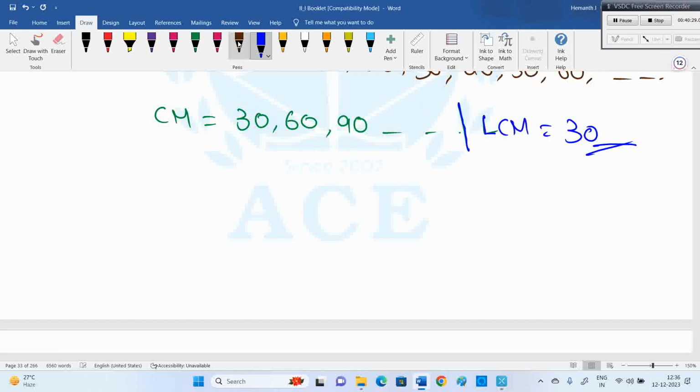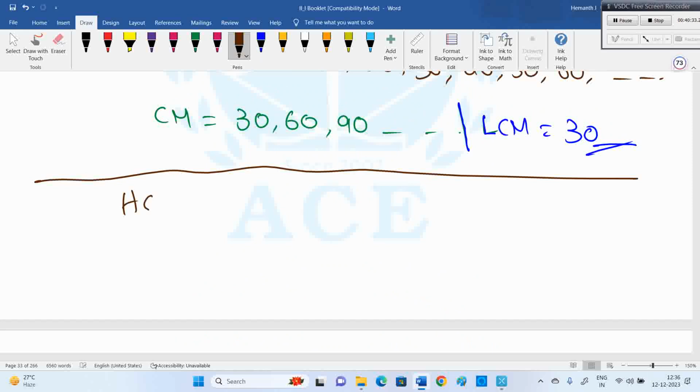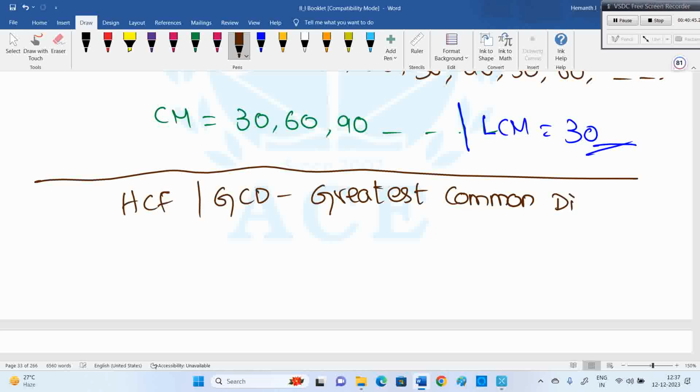HCF, highest common factor, greatest common divisor. So I am clearly expanding, that is while doing HCF, the justification, the name itself is giving the procedure. Here, highest common factor. Previously, for the given numbers I wanted multiples, but now I want factors.